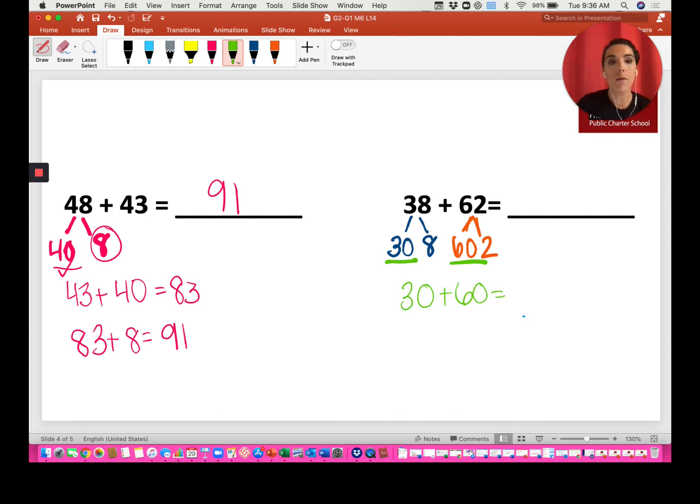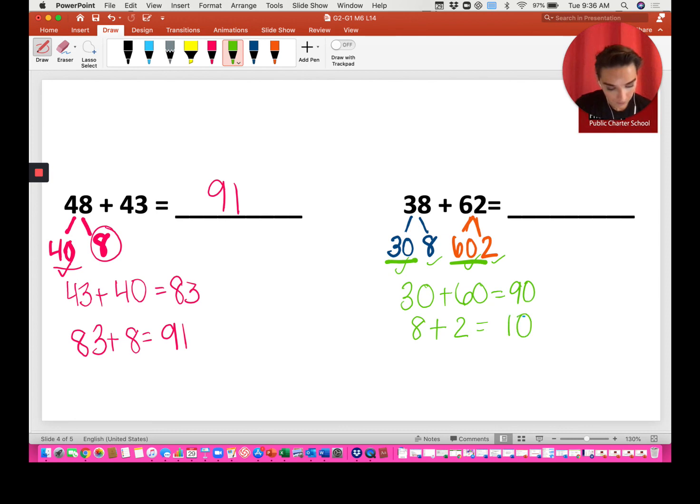Well, 30 plus 60 is what? If I skip count by 10s, I'm going to start at the bigger number, which is 60, 70, 80, 90. So 90 is our answer. Now that I've added the 10s, what do you think I need to add together next? The ones. I'm going to add the ones. And so I'm going to add 8 plus 2, because those two numbers are in the ones. And what is 8 plus 2?